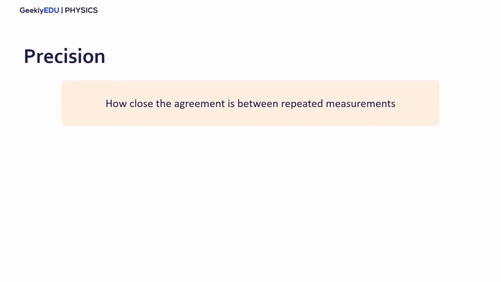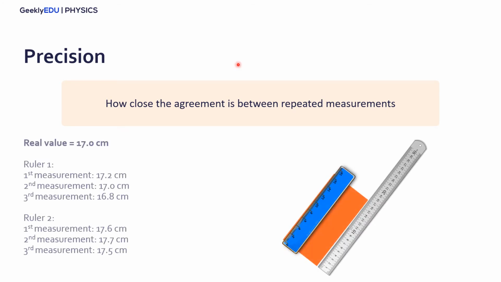Now we can talk about precision. Precision is how close the agreement is between repeated measurements. Let's take the same example as before. We have the rulers, our measurements. We want to know how close the agreement is between the repeated measurements. If you look at ruler number 1, we had a variation of 0.4 centimeters, so it goes from 16.8 to 17.2. Now ruler number 2 has a variation of 0.2 centimeters.